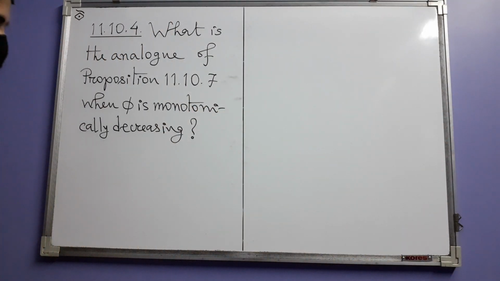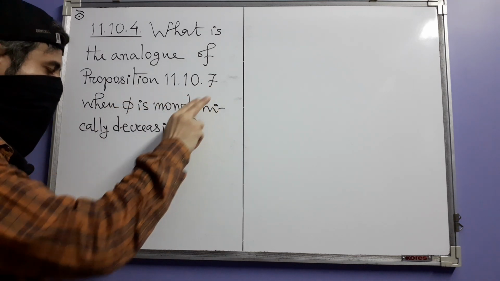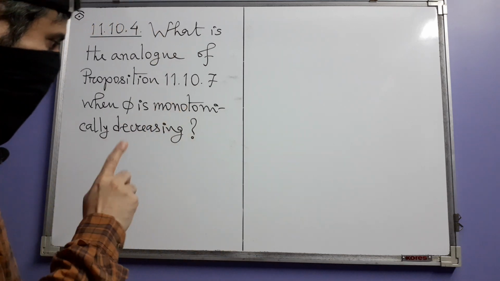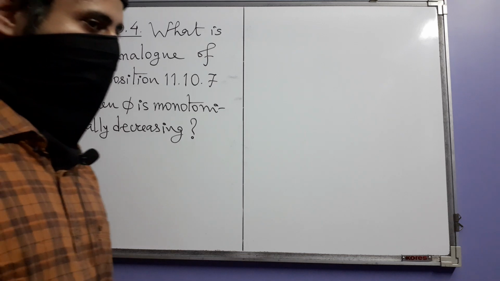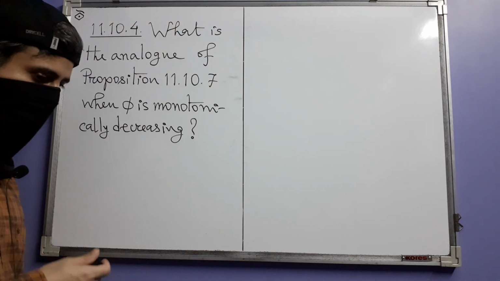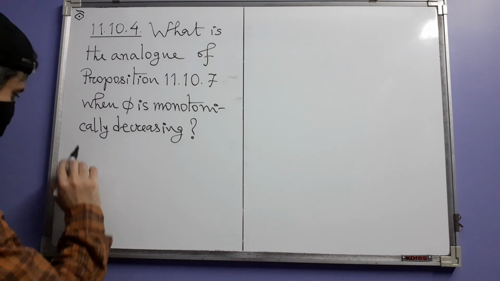So this one asks us to formulate proposition 11.10.7. That means our change of variables formula number 3. But when the function phi is monotonically decreasing, the original statement is for a monotonically increasing function. So let us first see the statement and then we will have to prove it.